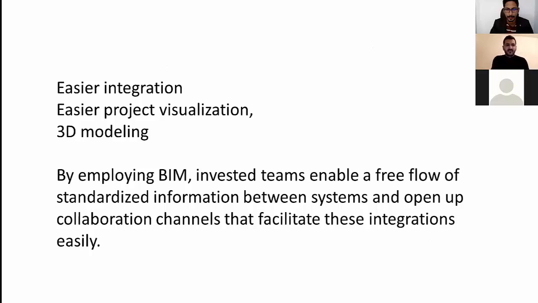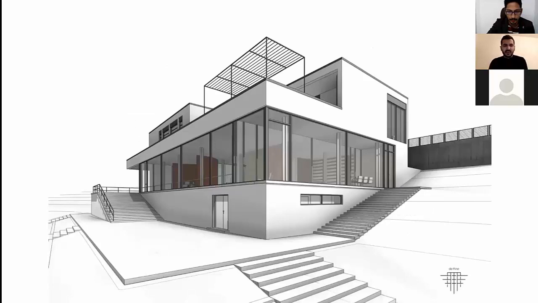Another view is easier integration, easier project visualization, 3D modeling. By employing BIM, invested teams enable a free flow of standardized information between systems and open up collaboration channels that facilitate these integrations easily. Here is another view of another project. It's a project from Mies van der Rohe, Villa Tugendhat, in the Czech Republic, and it's also done with BIM Autodesk Revit. Again, from my students at my school.